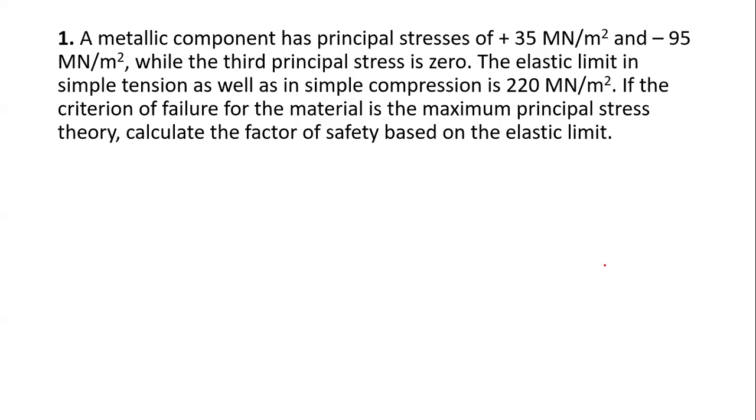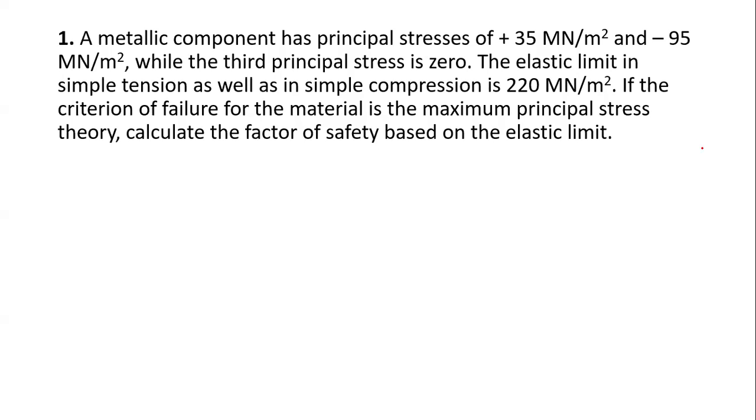In our first example, we have a metallic component. We take this metallic component to have principal stresses of 35 meganewtons per square meter, negative 95 meganewtons per square meter. The third principal stress is 0, actually. Then the elastic limit in simple tension as well as in simple compression is 220 meganewtons per square meter. The criterion of failure for the material is the maximum principal stress theory.